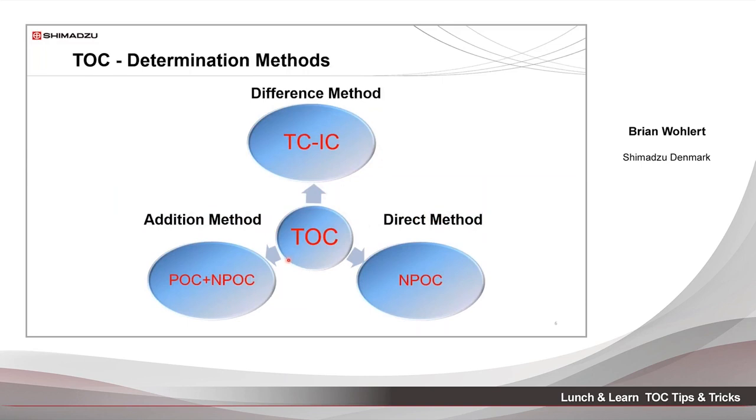The TOC, the total organic carbon, can be analyzed in different ways. What we see here in Denmark is mostly the NPOC, or the direct measurement, which is used here. And this is mainly because our customers are measuring pure water such as drinking water or water for injections. But if you go to the environmental field, typically customers are using the difference method, where we analyze the total carbon and the inorganic carbon, and these values we subtract from each other. A small number of customers are using the addition method. And here we analyze both the POC and the NPOC values. And when we add these values together, we get the total organic carbon.